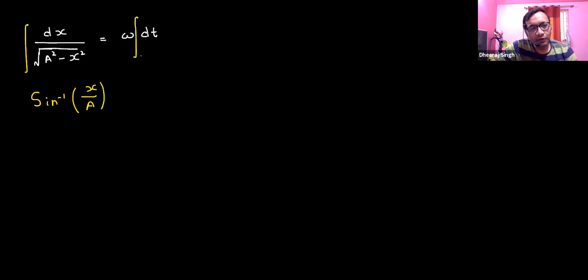Limits will be from 0 to t. What should be the value of x when t is equal to 0? Everyone, t equal to 0, what is the value of x? Some of you are saying 0. At t equal to 0, is it required that it should start from here only? Is it required that it should start and go like this? It is not required. So it can be anywhere. Need not be at x equal to 0.